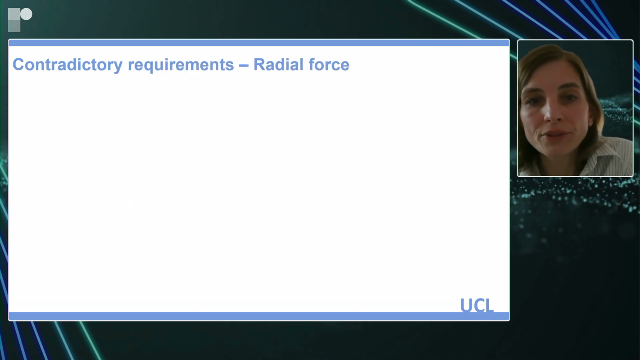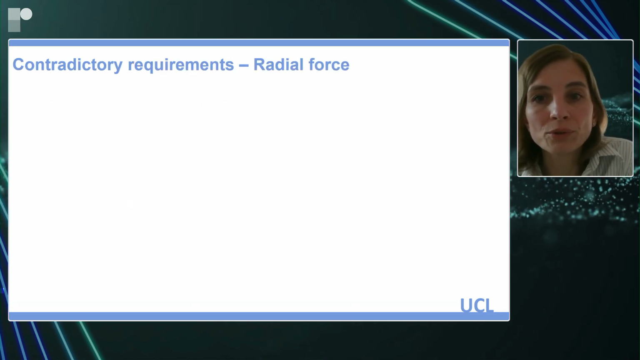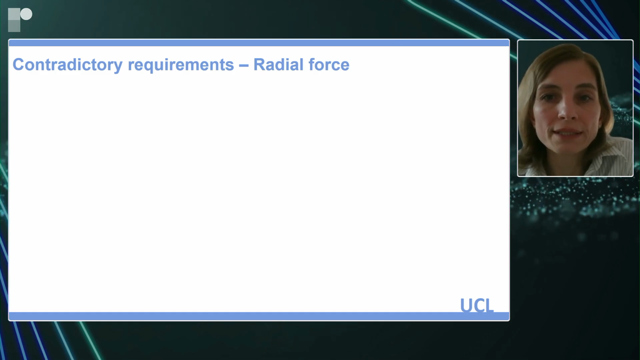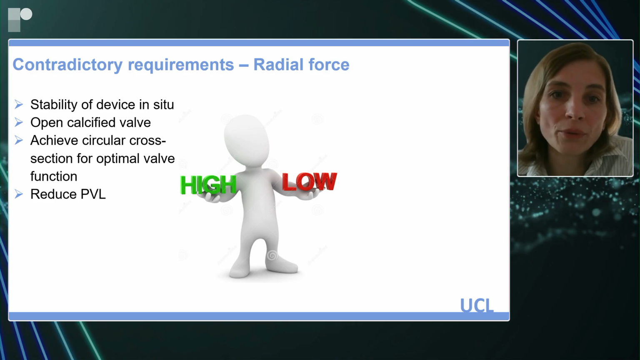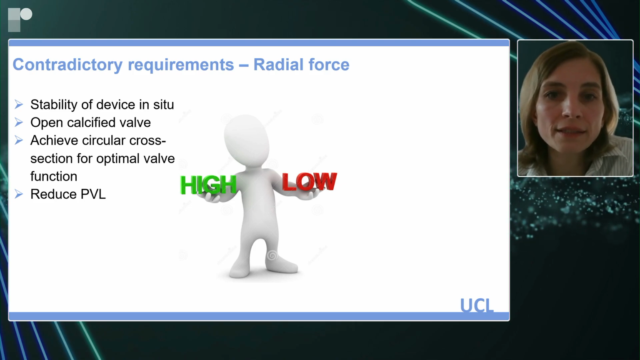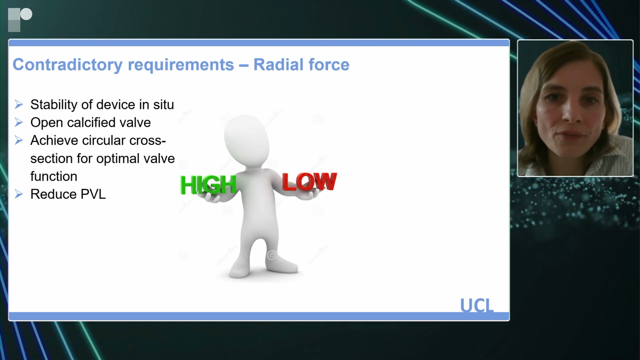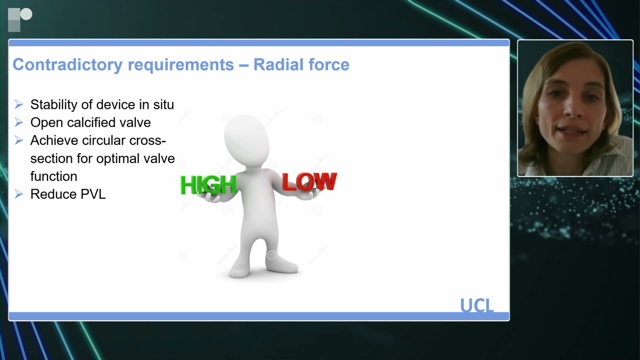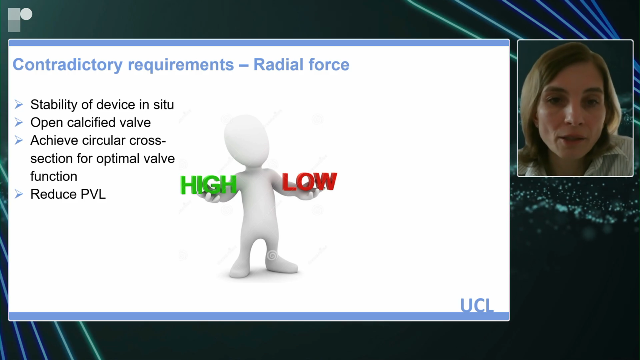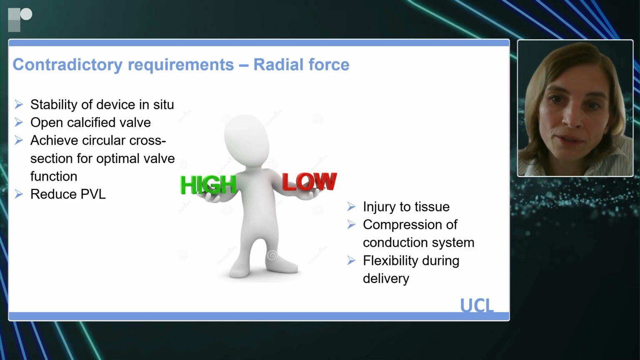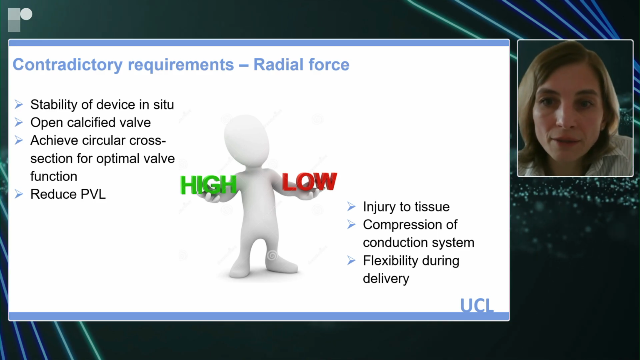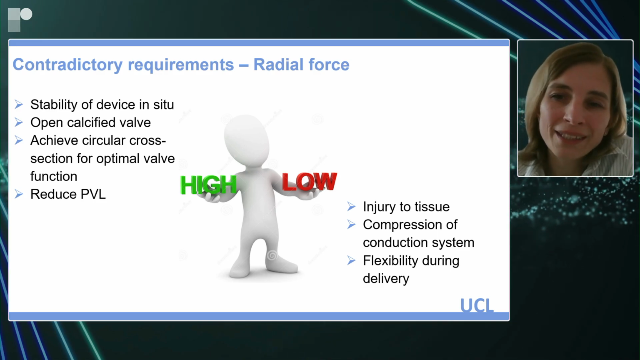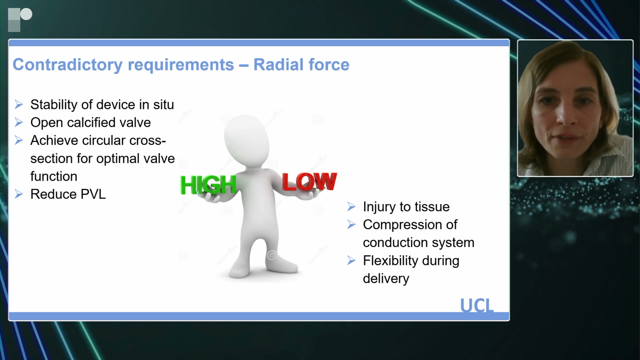When I talk about contradictory requirements, I will go now through this radial force example, because it's quite obvious that what we want is really high radial force to make sure that we can guarantee a good stability of the device in situ, that we open the most specific valves, also achieving a circular cross-section for the optimal valve functioning, and also to try and reduce paravalvular leak. But at the same time, we want really low radial forces because we don't want to injure the tissue. We want to avoid compression of the conduction system, as Andrew also mentioned, and we want to guarantee good flexibility during the delivery of the device.